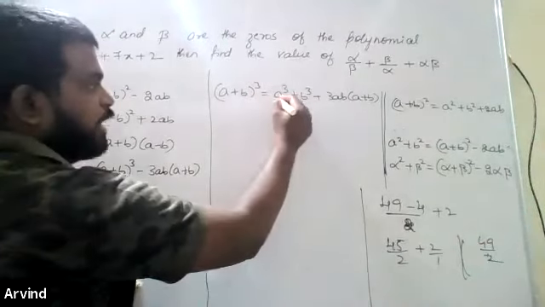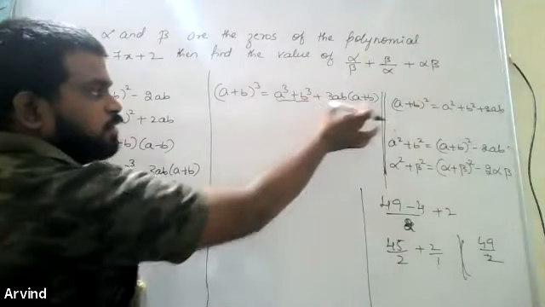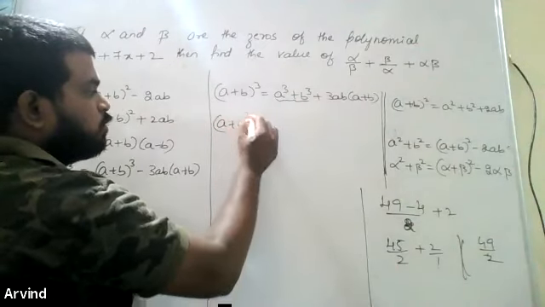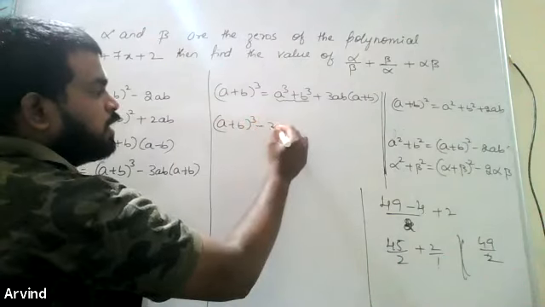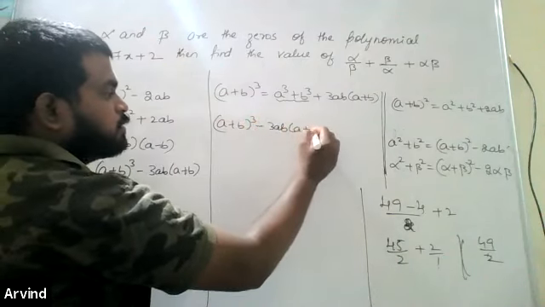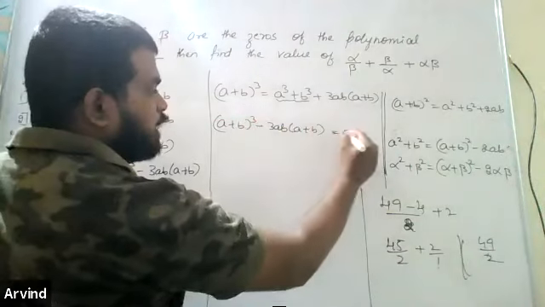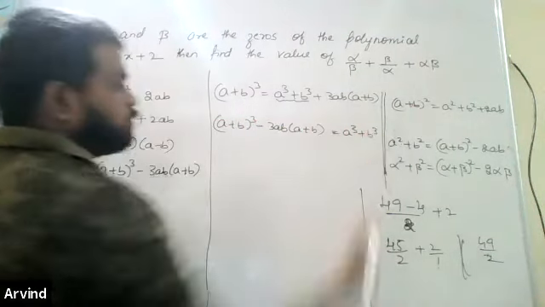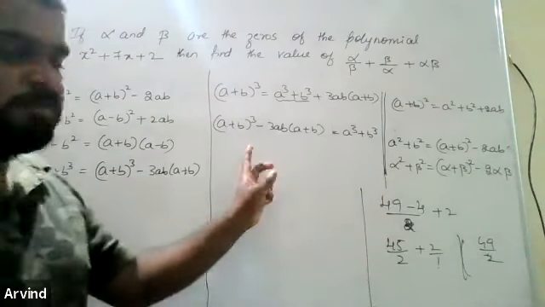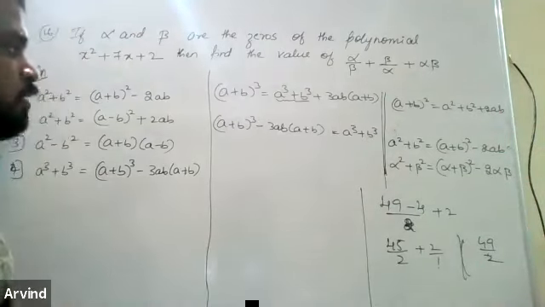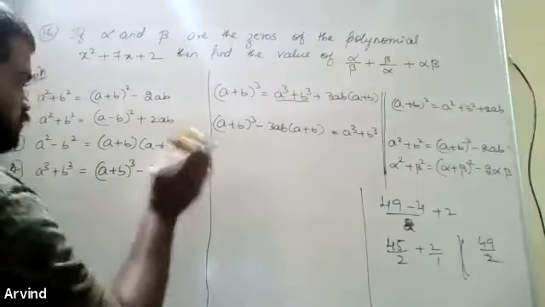What do we need? We need only a cube plus b cube. We don't need the rest. Take this side. (a + b) whole cube minus 3ab into (a + b) equals a cube plus b cube. Did you understand how this formula came? Did you guys understand this? Yeah, I hope you got this.